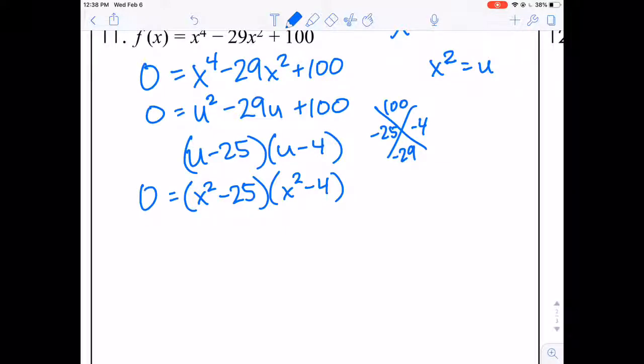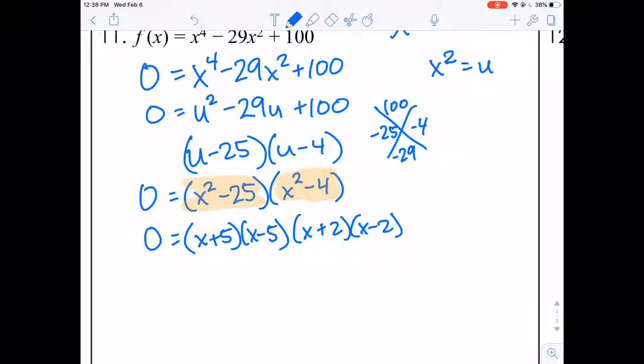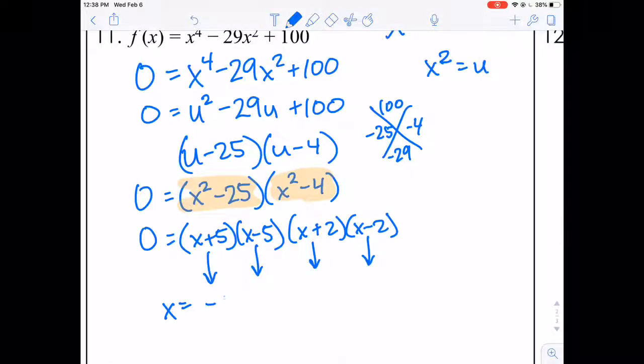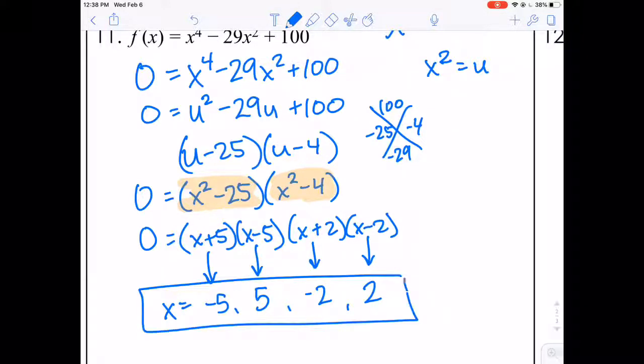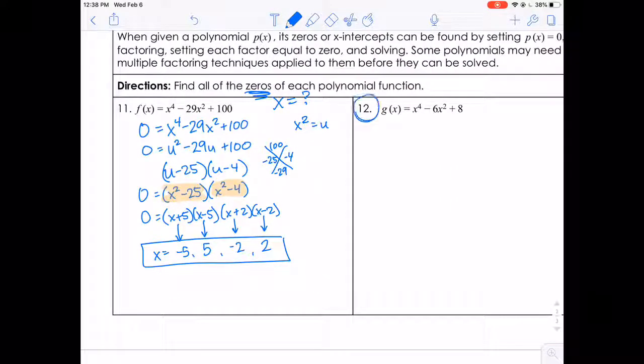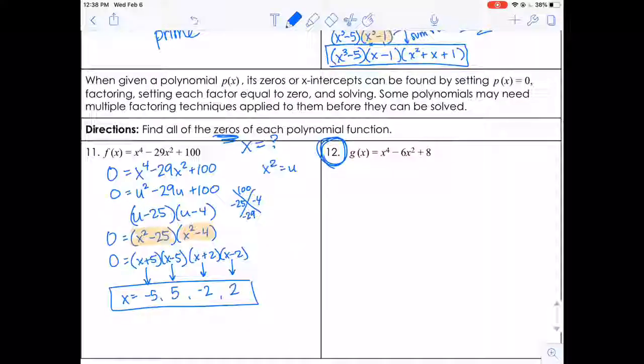Still equal to 0. I see the difference of squares here, right? So I know that this is x plus 5, x minus 5. And I see the difference of squares again right here. This would be x plus 2, x minus 2. Still equals 0. Remember that we would get one solution from each of these. So I would say that x is equal to negative 5, flip the sign, positive 5, negative 2, positive 2. So all of those are my answers. Cool. That is it. You guys are going to work on number 12. Make sure that you did number 12 and you're totally done.